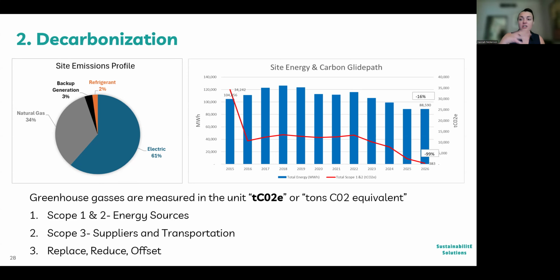And so refrigerants, you need to have a program in place to monitor refrigerant leakage if you have significant systems like that. So that's the breakdown of the emissions profile in 2015, for example. So now on the graph on the right, you'll see an 11-year overview of this site's total energy use, as well as their scope 1 and 2 direct and indirect emissions.